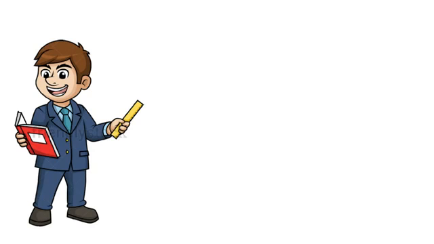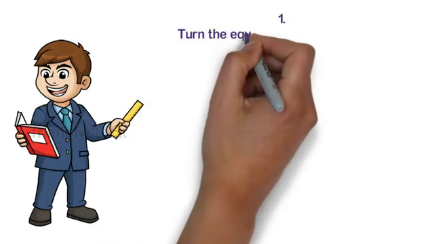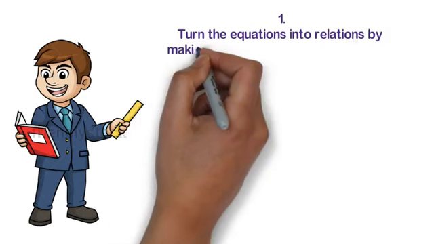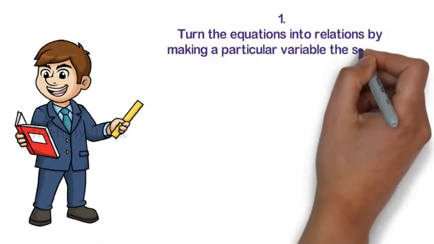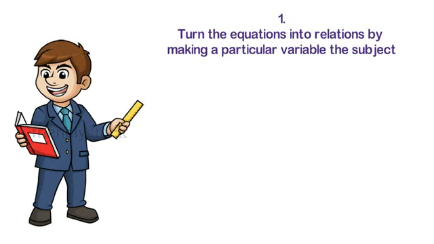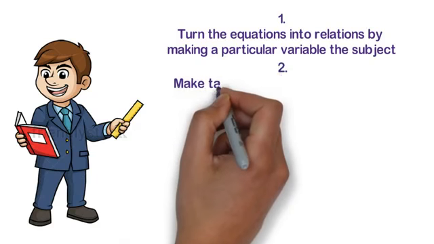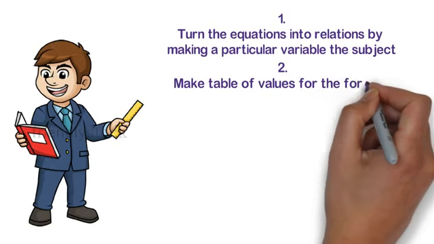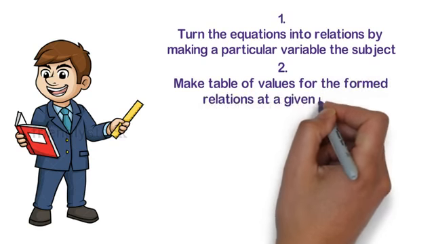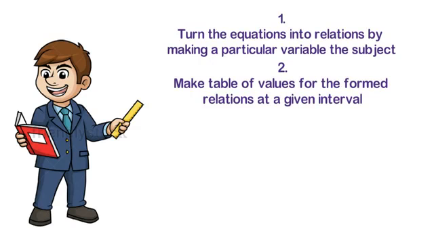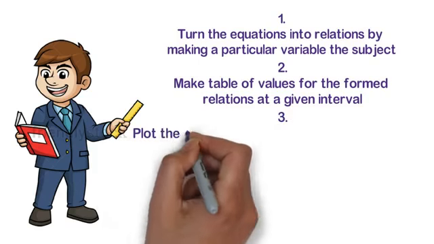This method allows you to follow the steps below. First of all, turn the equation into relations by making a particular variable the subject of the formula. Most often, the variable y is considered due to the formation of the axes of the graph, where y is considered to be vertical, dependent on x. Secondly, we have to make a table of values for the formed relations at a given interval, or you choose a range of x for yourself, which most often will not be given to you. You have to make the choice for yourself.